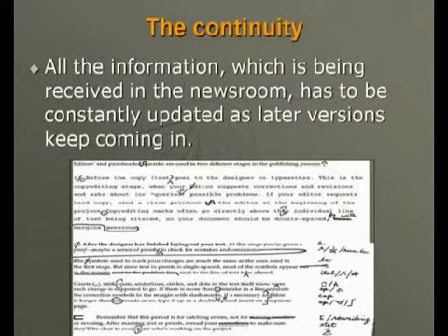This would mean that all the information which is being received in the newsroom has to be constantly updated as later versions keep coming in. As the deadline of finalizing the publication approaches, it is vital that all the information received at different intervals is woven into one comprehensive matter, written or rewritten in a manner that the continuity of information is maintained in chronological order, that is.